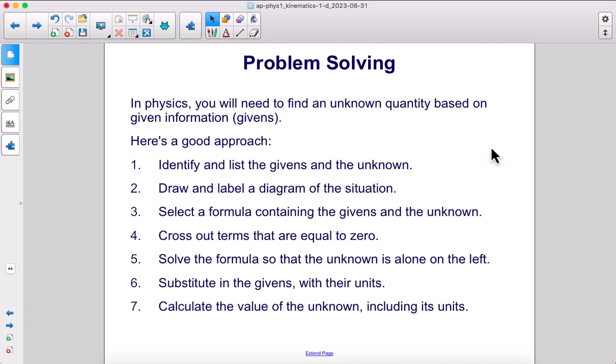In physics, you will need to find an unknown quantity based on given information, also known as givens. Here's a good approach. Identify and list the givens and the unknown. Draw and label a diagram of the situation. Select a formula containing the givens and the unknown. Cross out any terms that are equal to 0. Solve the formula so that the unknown is alone on the left. Substitute in the givens with their units and calculate the value of the unknown, including its units.